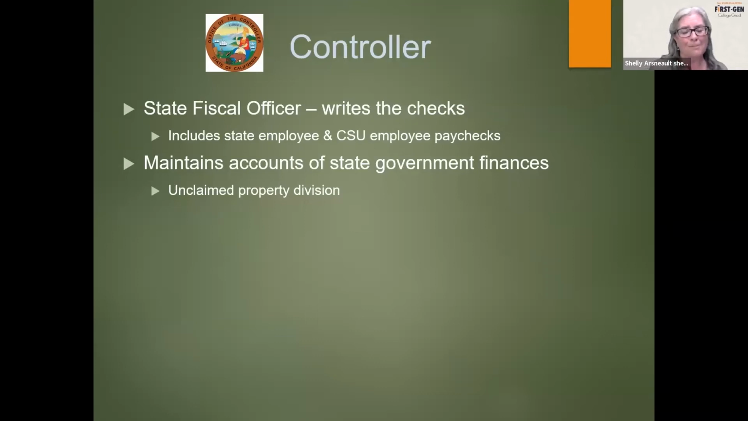And so there's a registry there that you can go to and put in your name and your information. You can just do this every couple months, if you like, to check and see if you've got any unclaimed property, by which they mean money, being held by the controller for you. So there you go. The controller also is in charge of auditing state financial records.